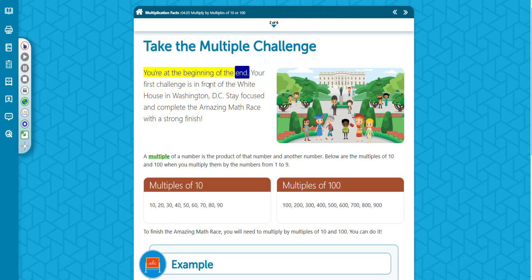You're at the beginning of the end. Your first challenge is in front of the White House in Washington, D.C. Stay focused and complete the amazing math race with a strong finish.